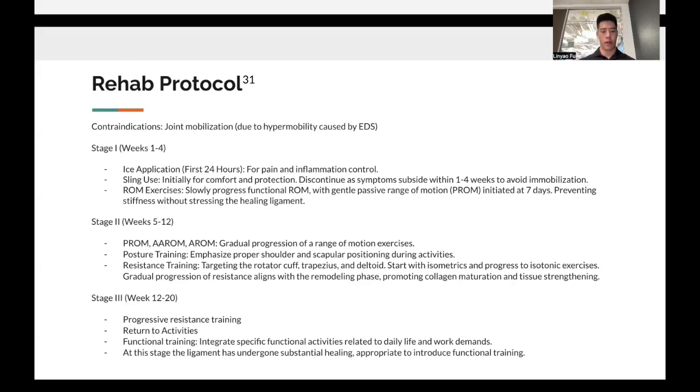And stage 3 lasts from week 12 to 20. In this stage, we will progress resistance training, increasing load, volume, or frequency based on their response. And we can start some functional training to help the patient get back into their activities.